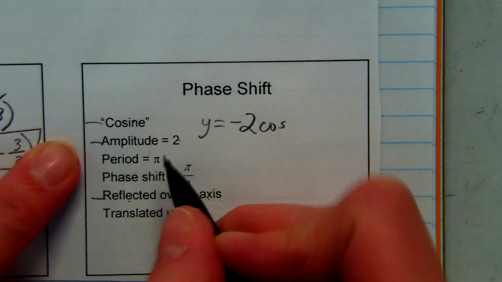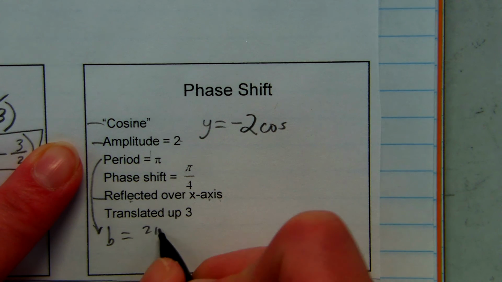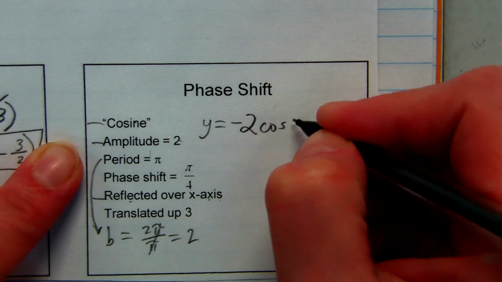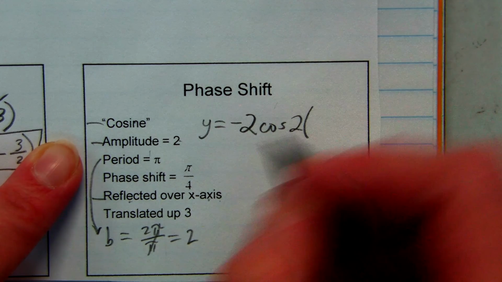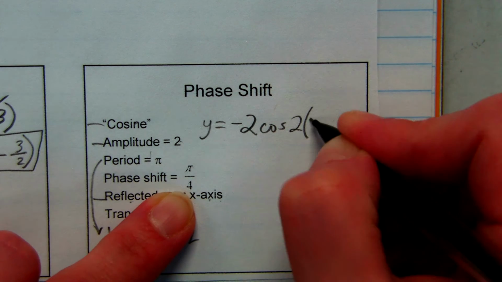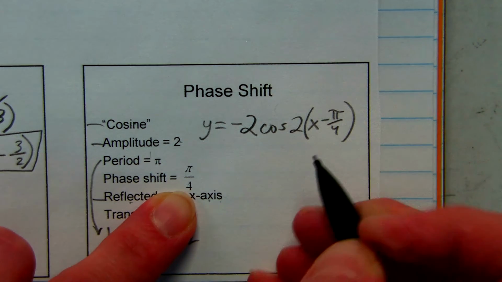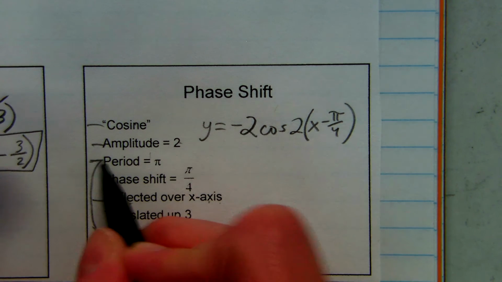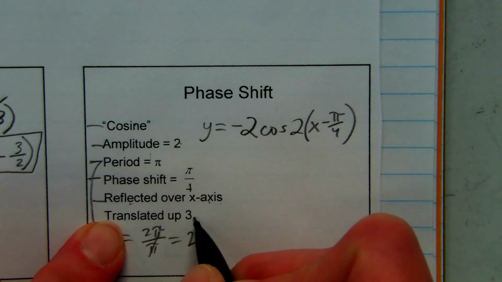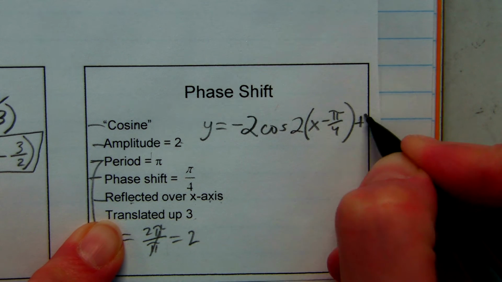Okay? And then the period is pi, so we're going to figure out what b will be. So take 2 pi divided by pi, we get 2, so that's going to go on the outside of the parentheses. My phase shift is pi over 4. It's positive, so when I put it in here, it's going to be minus, so minus pi over 4. So we've taken care of the period, we've taken care of the phase shift, and then I still have it translated up 3. How do I make this translate up 3? Plus 3. Plus 3 on the end after the parentheses.